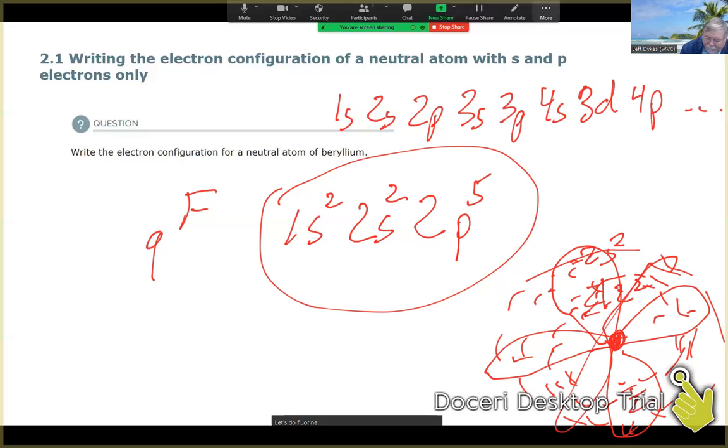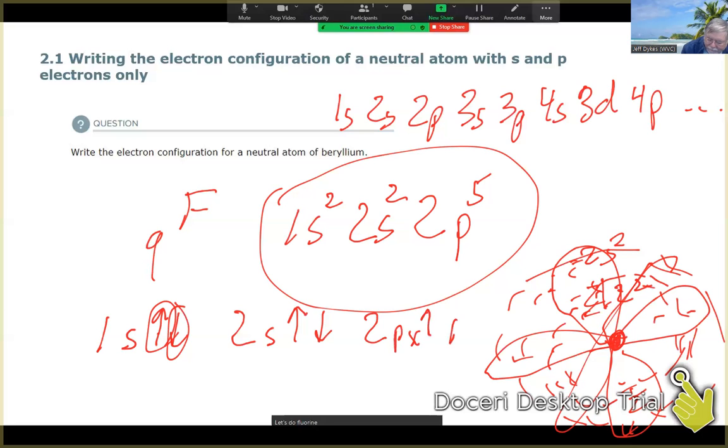Another way we can look at this is we can do 1s, and we can do a diagram, so we can do it up and down. So that's their opposite spins. 2s, and that's going to be up and down for electrons. And then 2px will be up, 2py, 2pz. So we'll go up for one of those, and then we can start doubling them up. So it'll be 2px, py, and then pz's. All right, so that's how you're going to do this. Let us know if you have any questions.